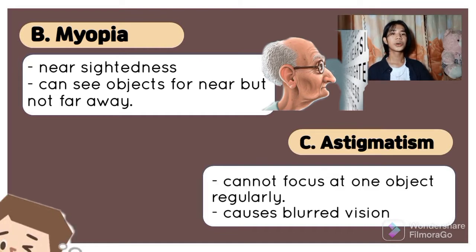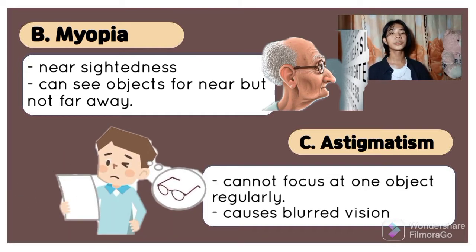Astigmatism. With astigmatism, you cannot focus on one object regularly. This is a common eye condition that causes blurred vision. That's why many people use lenses or eyeglasses. So if you are having trouble seeing objects, specifically if you are looking for a particular object and you find it blurry, you probably have astigmatism.